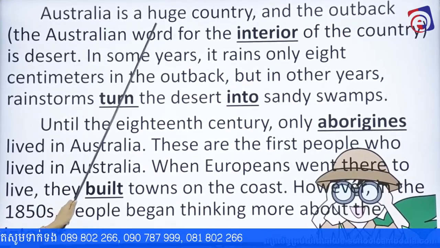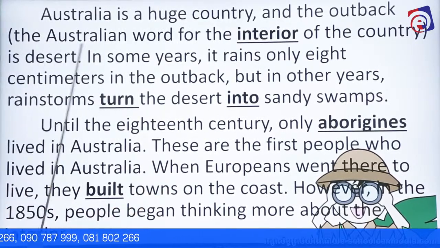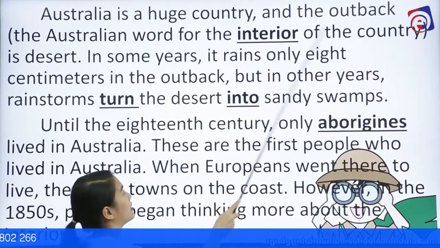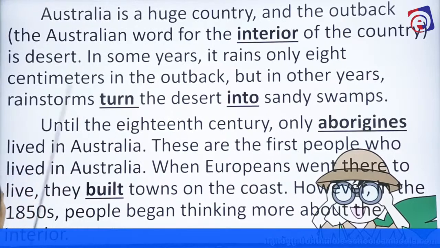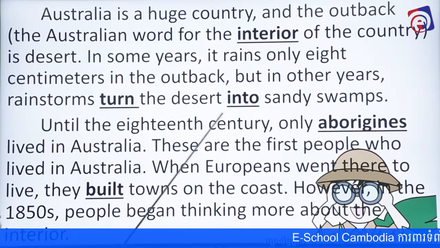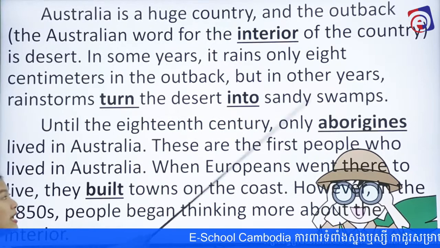Australia is a huge country, and the outback, or the Australian word for the interior of the country. So they call it the outback, the inside, the interior of that country, is desert. In some years, it rains only 8 centimeters in the outback. So inside the country, sometimes it rains. But in other years, rainstorms turn the desert into sandy swamps. So the desert, if it rains, turns into sandy swamps.